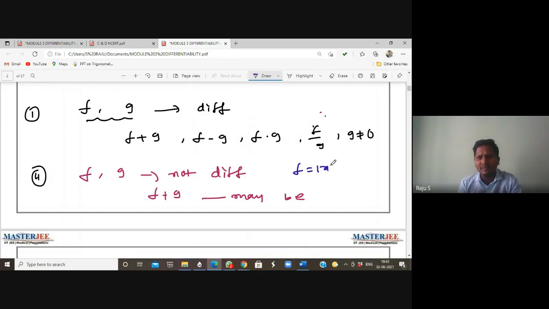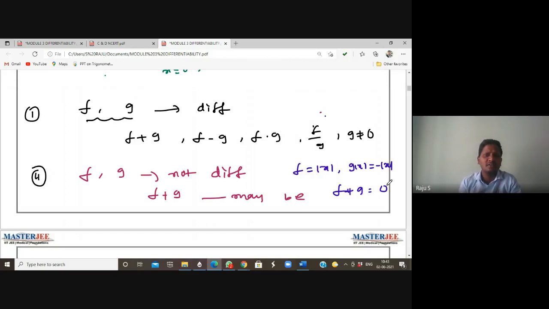I'm taking f of x is modulus x, g of x is minus modulus x. What about their sum, f plus g? F plus g value is 0. 0 is a constant. It is always differentiable, always continuous, everything. So f of x is not differentiable, g of x is not differentiable because the modulus function is not differentiable, even though their sum is differentiable.